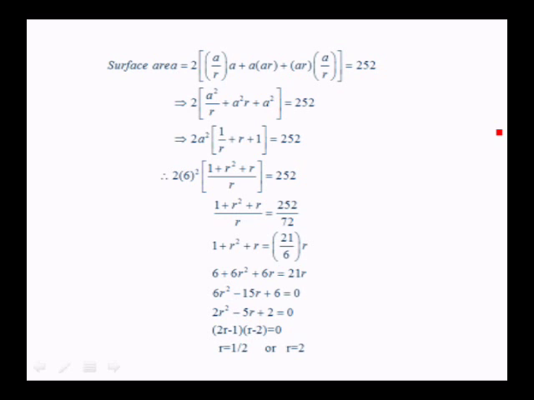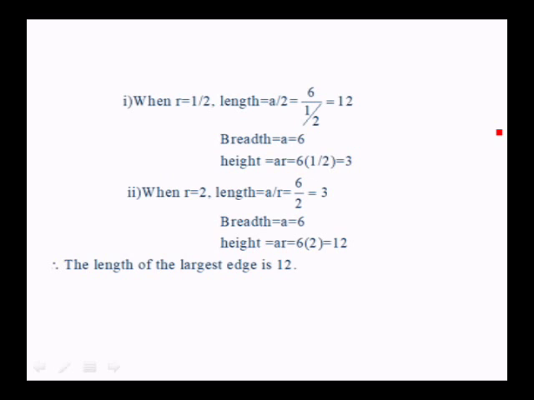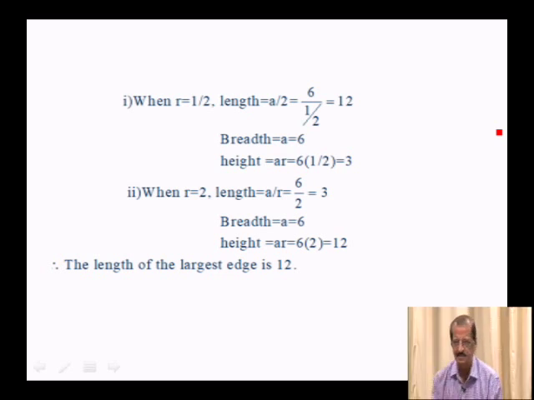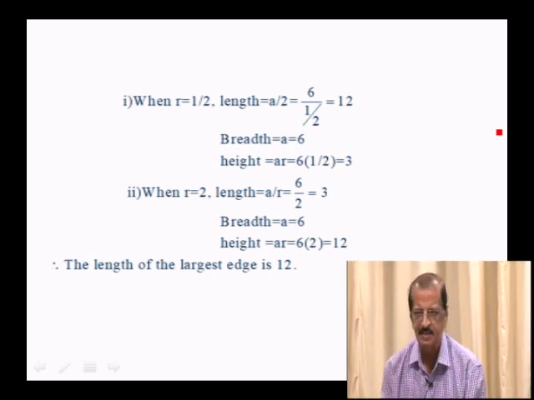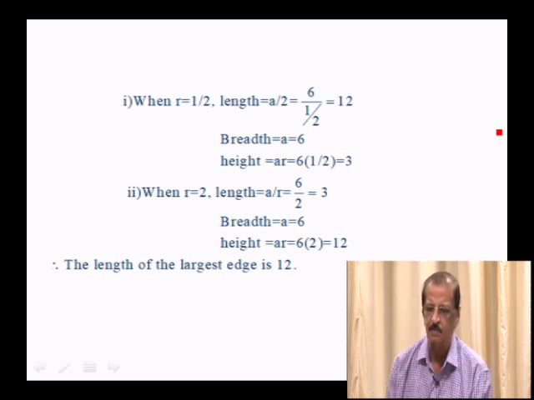So, if you substitute these values in the length, breadth and height, if you take r equals half, you get a/r as 12, and length as 12, breadth as 6 and height as 3. On the other hand, if you take r is equal to 2, you get length as 3, breadth as 6 and height as 12. In any case, the length of the largest edge is 12. So, the answer is 12.